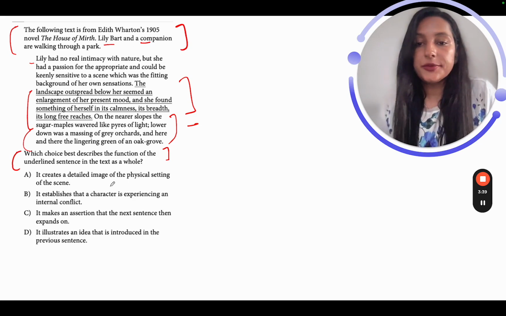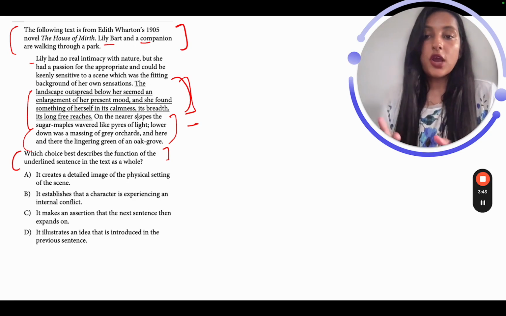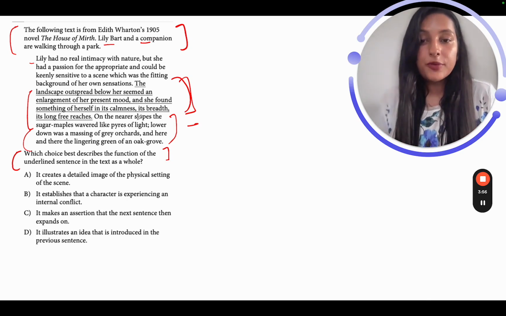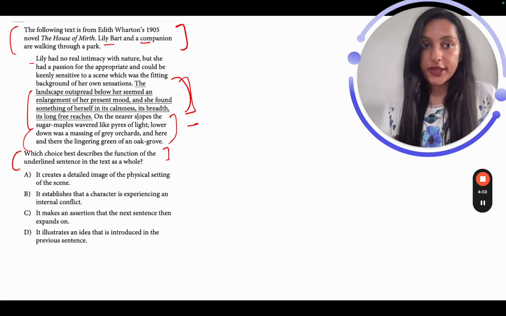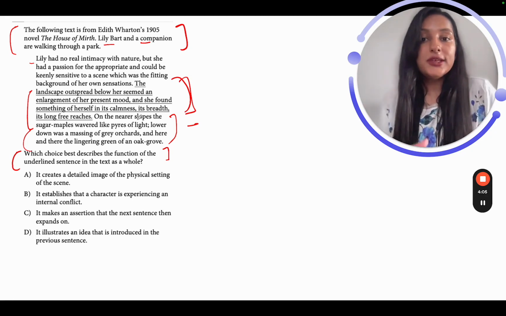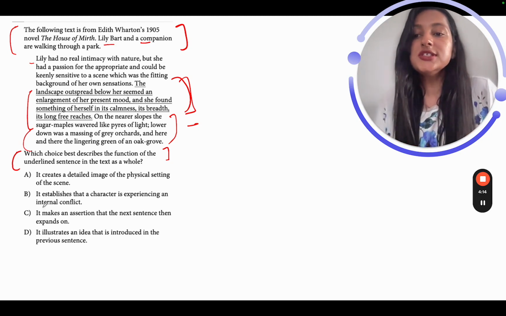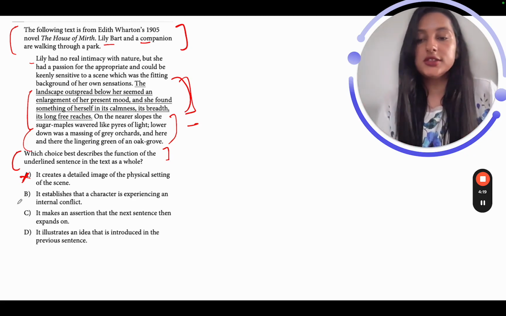A: It creates a detailed image of the physical setting of the scene. Now when you read this particular sentence, I know about how Lily felt, right? She felt a certain calmness. She found something of herself in its calmness, its breadth. So the place had a certain type of calmness and she felt good over there, correct? But is it really telling you about how everything was placed in her environment? Not really. The next sentence probably is, but not this particular sentence. It's more towards the feeling of the place. It's not a physical setting of the scene. So this is definitely out. This has been given to us in the next sentence, but not in the underlined sentence. Let's look at B.